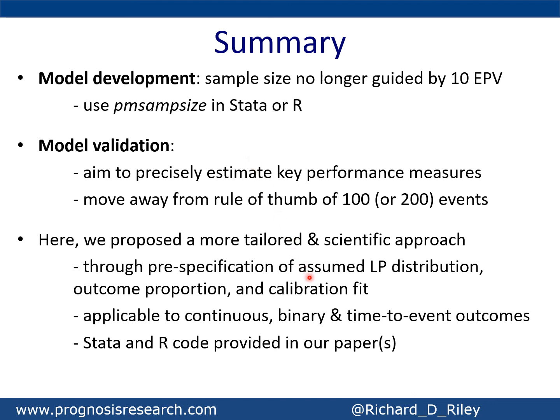We need to think about, therefore, whether we can get information about the assumed linear predictor distribution and the overall outcome proportion, and be willing to have a look at sample size for potentially different assumed calibration fit. I've focused on binary and time to event outcomes in the talk, but there's also a paper that we published in Statistics in Medicine with first author Lucinda Archer on continuous outcomes. And for all our papers, Stata and R code is provided so that you can have a look at the code for the examples in the papers and then easily adapt it for your own purpose.